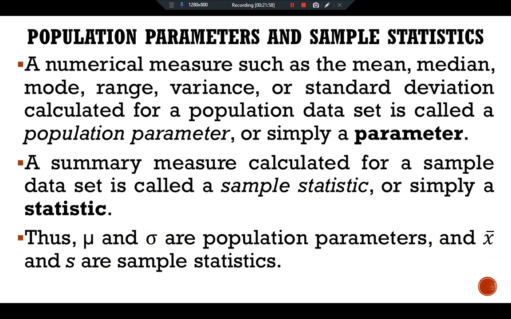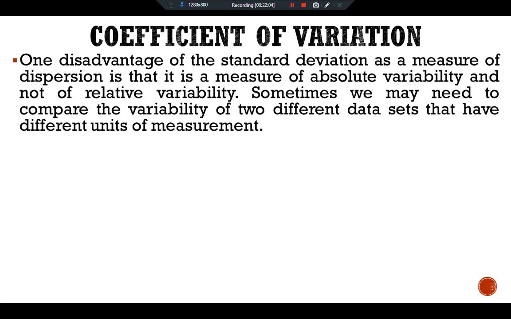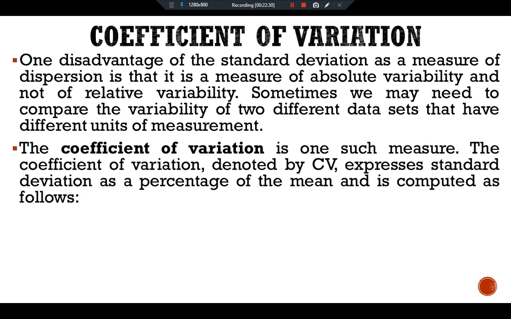Okay, dear scholars, let's discuss the coefficient of variation. One disadvantage of standard deviation as a measure of dispersion is that it is a measure of absolute variability and not of relative variability. Sometimes we may need to compare the variability of two different data sets that have different units of measurement. The coefficient of variation is one such measure.